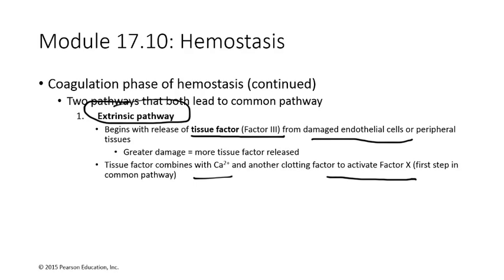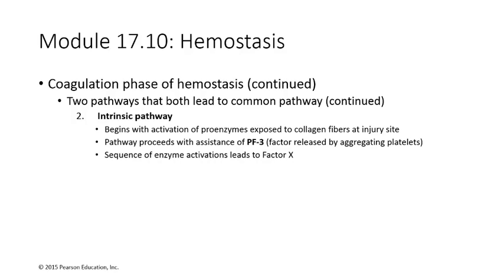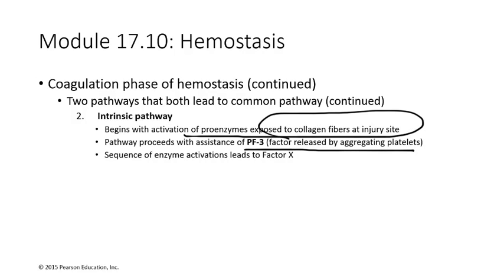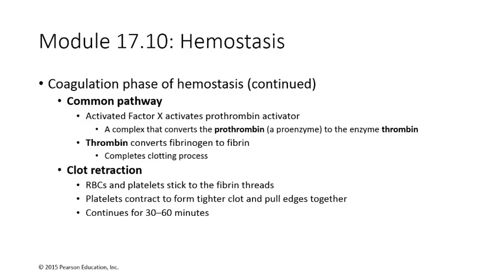But that's not how science works, and so we will see that these numbers are out of order. Now the other side of the hemostasis, the coagulation phase, is the intrinsic pathway, and this is going to start off by activation of enzymes that are exposed to the collagen at the site of injury. And this pathway proceeds with PF3, a factor released from the aggregating platelets, and that also leads to factor 10. So we're going to see that factor 10 is the beginning of this, and that is the common pathway.